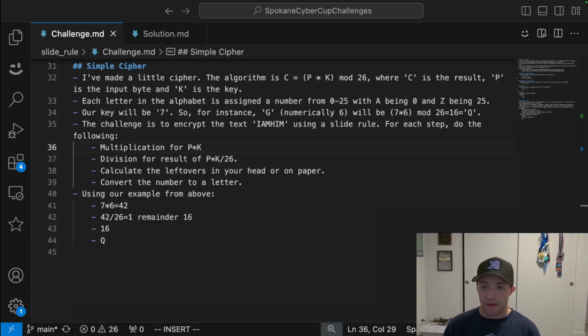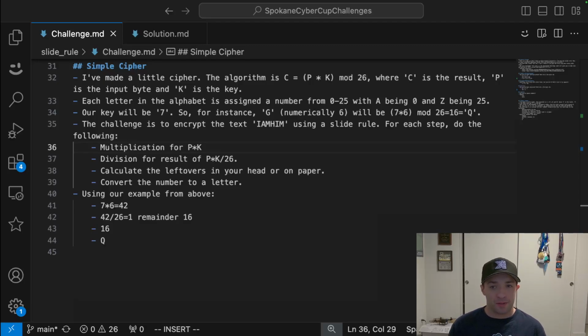Hey there, it's Max. This is the 6th rendition of the Spokane Cyber Cup, and we're going through the final challenge of the slide rule series. In the previous challenges, we learned how to do multiplication and division, and now we're going to put all of those together to do a little cipher on a slide rule.